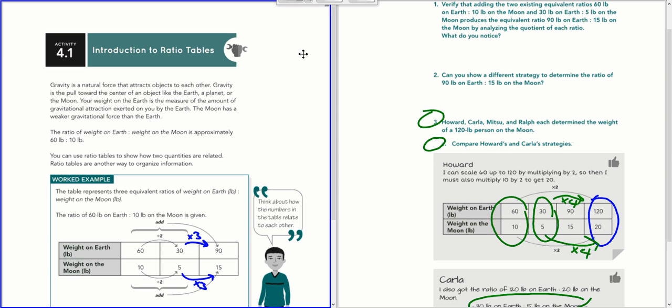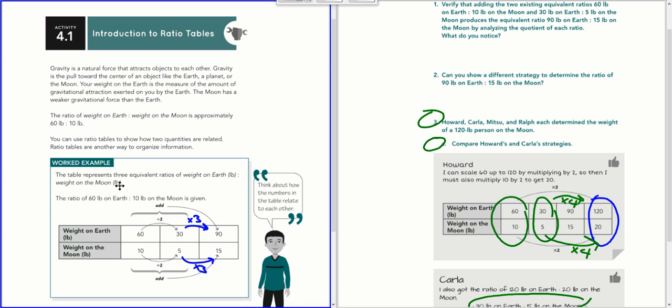All right, welcome to this video on ratio tables. We're going to start on page 59, where it talks about the ratio table. I'm excited because this is a little bit of science intermixed with math. They said that the ratio of your weight on Earth to the weight on the moon is approximately 60 pounds to 10 pounds. So that's where they start with this.